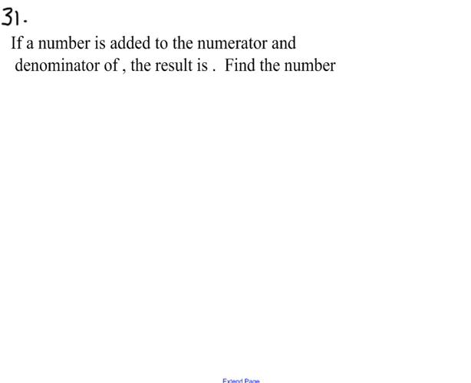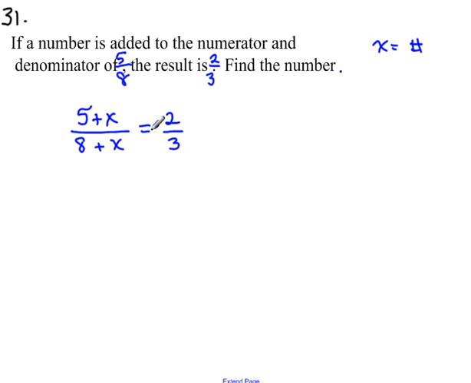All right, number 31. Another number problem. If a number is added to the numerator and denominator of, oh, we're missing something. Let's go to numerator and denominator of 5/8, the result is 2/3. Find the number. Once again, I would define my variable x to represent the number, and it says a number is added to the numerator and denominator, so I'm going to add x to both the numerator of 5/8 and the denominator. The result is means equals 2/3.